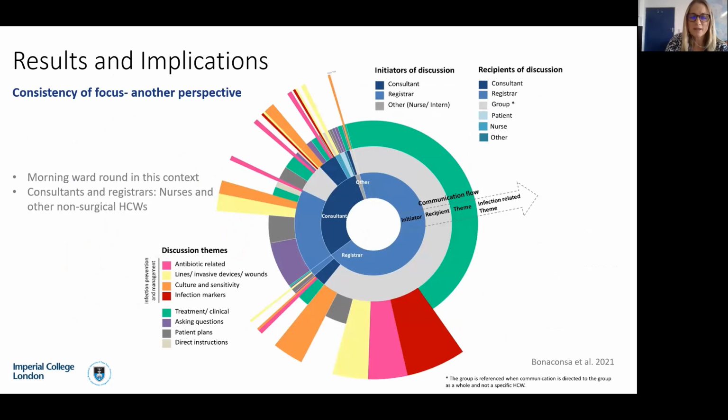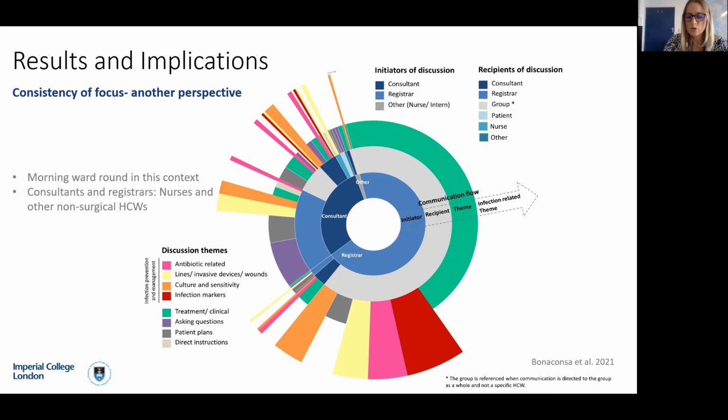Just on that matter, we had another way of depicting this information relating to the consistency of focus on AMS and IPC. This is an example of a sunburst chart, from sociograms that were taken from the ICU. It helps to see who was talking to who and about what. So the first ring is the initiators of communication. There we have the registrars, the lighter blue on the right-hand side.